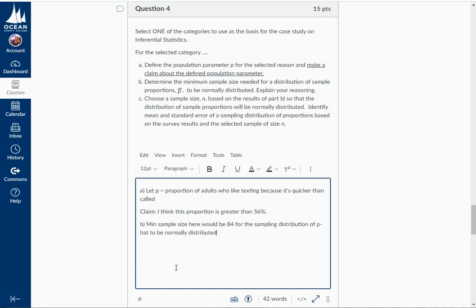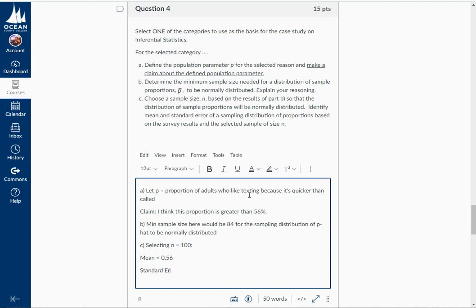Then it says choose a sample size based on your results. I'm just going to select 100. I'm just going to round it up, so n is equal to 100. Identify the mean. Well, the mean would be equal to 0.56. It's the only statistic we have.